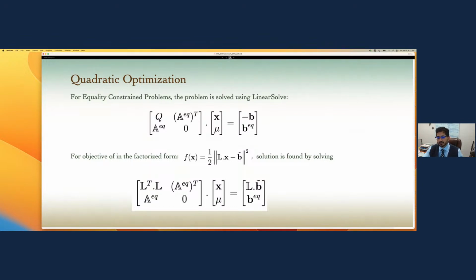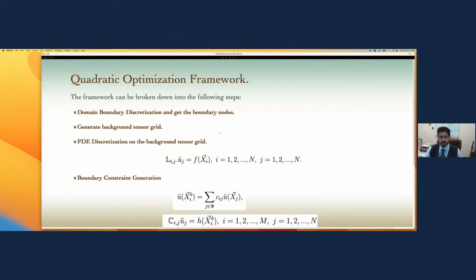This is the quadratic optimization, and we're going to use this in order to connect our finite differences with our mesh-free methods and get the solution out of it. So how does the quadratic optimization framework work? You start with your domain. You get the boundary discretization associated with the domain. No need to mesh the interiors. You generate a background tensor grid, which is actually trivial. It's literally saying in X direction, I need 20 points. In Y direction, 20 points. Get a tensor product grid of that. You're done. It's a one-liner.